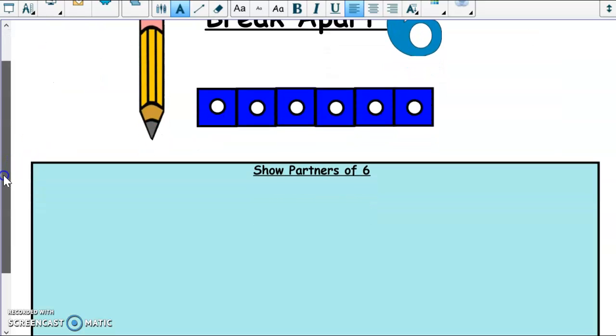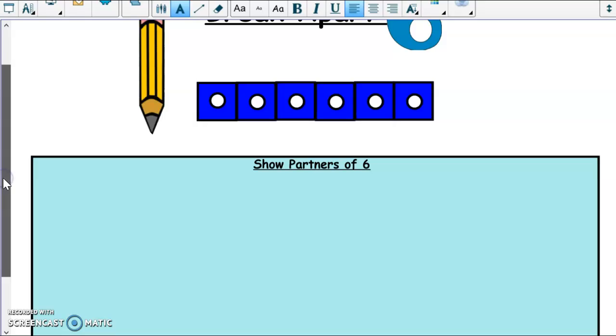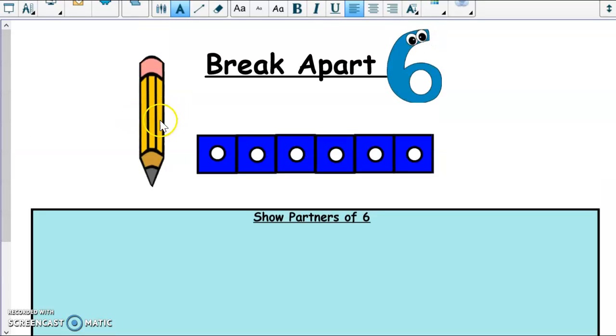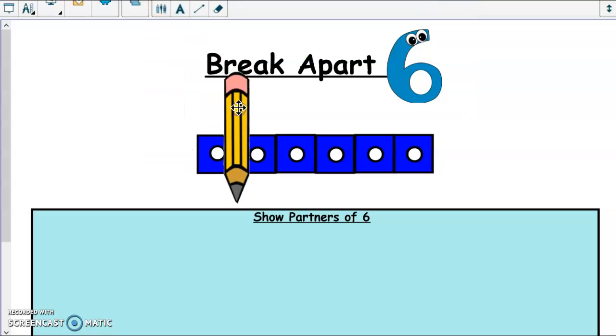All right, this might look familiar, and many of our lessons that follow until we get to partners of 10 are going to look similar. We're really working on cementing that strategy and really getting you used to the partners. So here we go. We're going to start with our break apart. Take our pencil and break apart this first one.